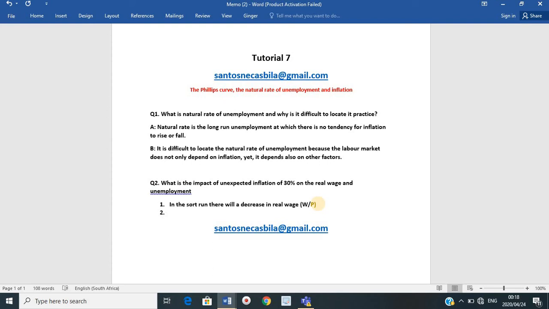Okay, on unemployment, we know that based on the Phillips curve framework, there is a negative relationship between inflation and unemployment. Therefore, having a higher level of inflation, although unexpected, we will have lower levels of unemployment. This is basically the theory. So also in the short run, unemployment will decrease.